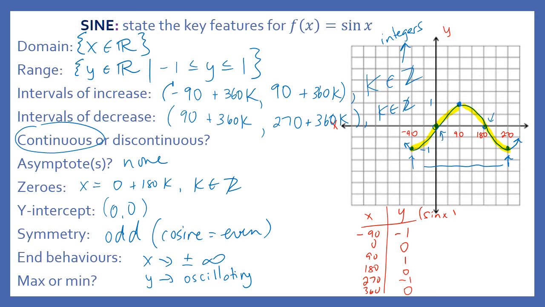Max or min, I'm not going to worry about it. There's a max at 90, repeats every 360, a min at negative 90, and again repeats every 360. But I'm not really going to focus on this when it comes to testing.